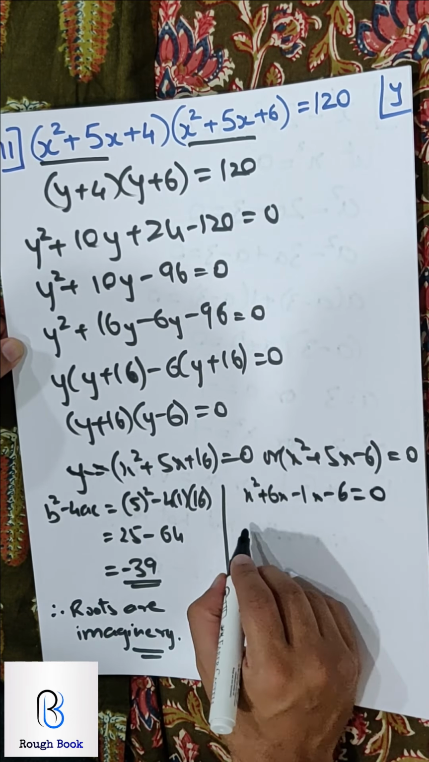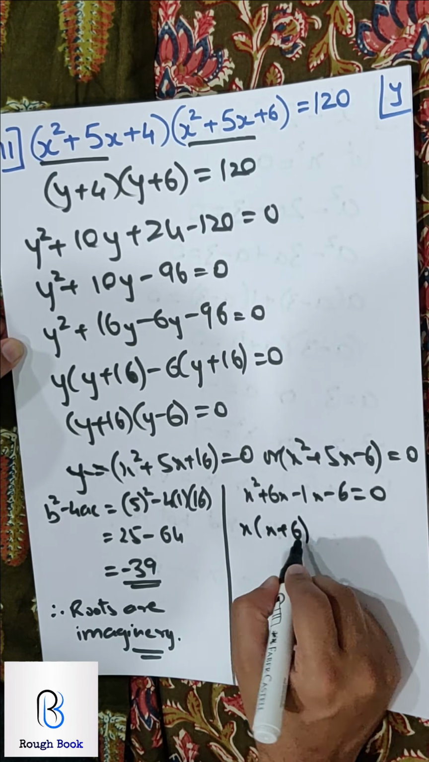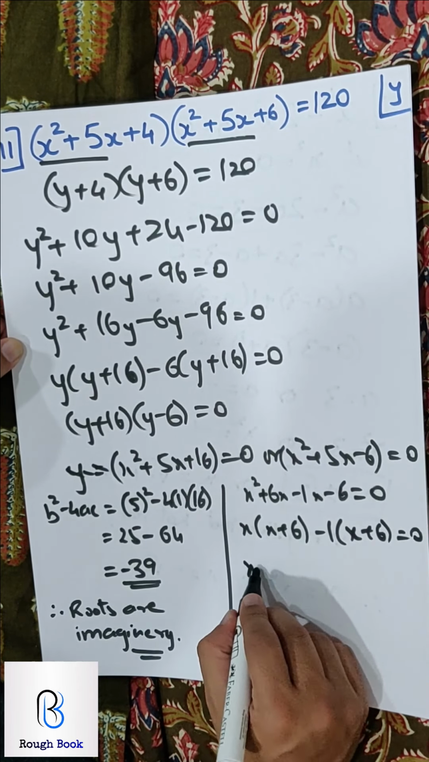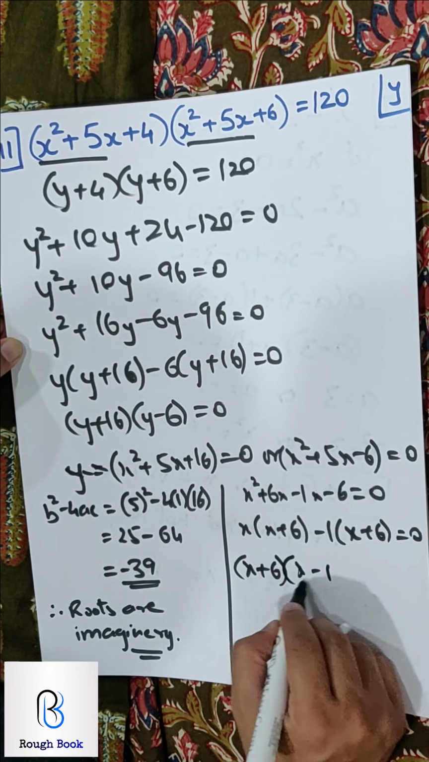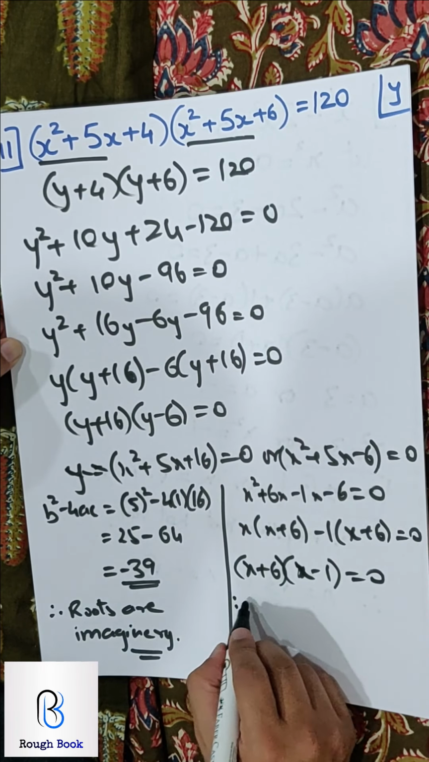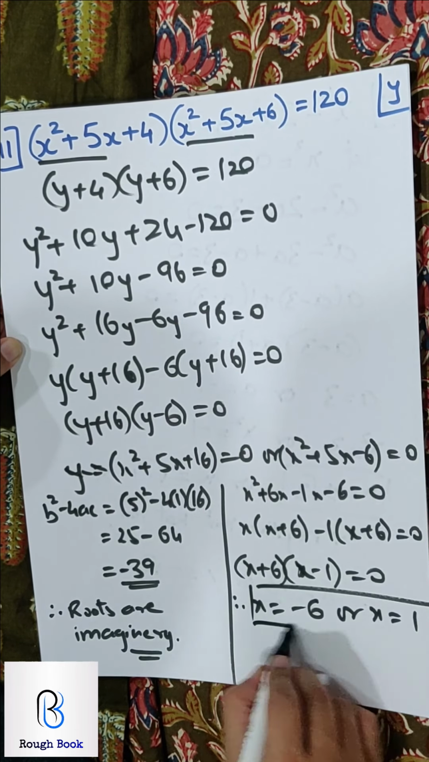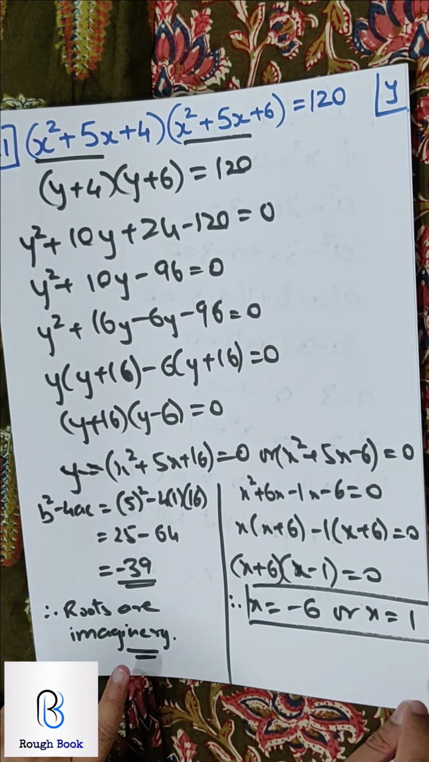So 0. So x common, minus 1 common. So I will get x plus 6 times x minus 1 equals 0. So final answer, therefore x becomes negative 6 or x becomes 1. That should be your final answer. So this is not going to be a part of the answer.